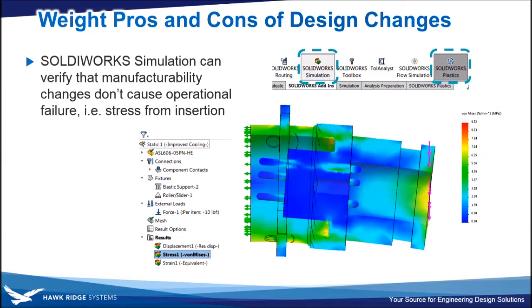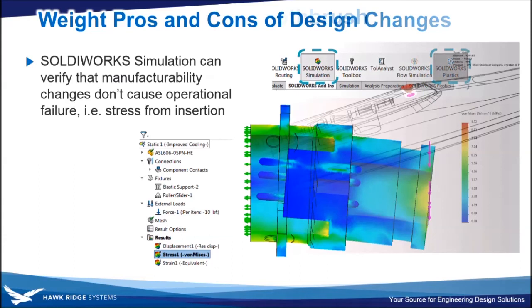And that can be combined with everything from the costing tools to maybe some custom tables or spreadsheets that you've created to weigh the pros and cons of all of these changes. But the key is that SOLIDWORKS Plastics gives you some feedback on the manufacturability and how easily and quickly you can manufacture a high quality part, in addition to how well it works once you've made it.